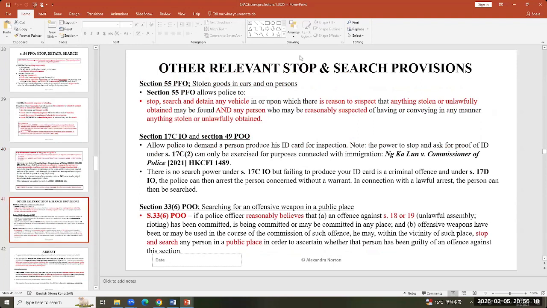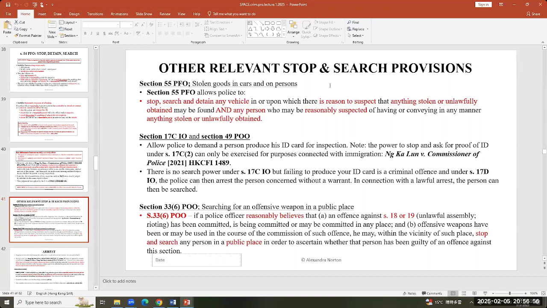There's some other stop and search provisions as well. The ability to search for stolen goods in cars. You may be familiar with the provisions of the immigration ordinance, right? Every time I walk through Central MTR, pretty much, I see some police officers stopping someone and asking for their ID card, right? Usually the provision that they are proceeding to make that request under is section 17C of the immigration ordinance. They can stop a person and ask them to produce their ID card for inspection.